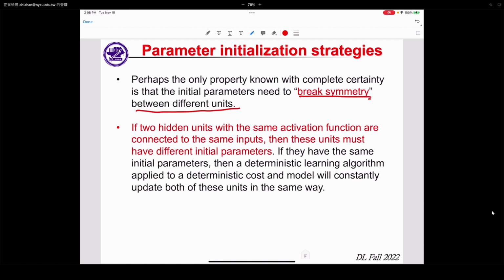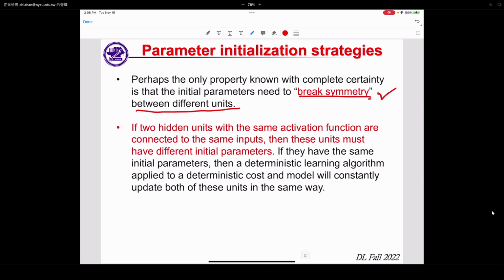So we expect different units to have different functions. Otherwise, we only need one unit. Why do we need two units? Because we expect the different units to focus on different things. For example, when you are detecting a human face, we expect different units to focus on different regions, eyes, nose, mouth, to understand different things. So it's important that you break the symmetry. You don't want them to work on the same thing.